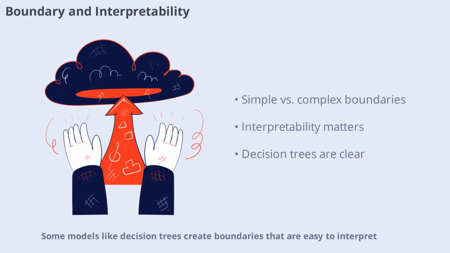Some models, like decision trees, create boundaries that are easy to interpret. Others, like deep neural networks, produce complex boundaries that are harder to understand. Interpretability is important in fields where decisions need to be explained.